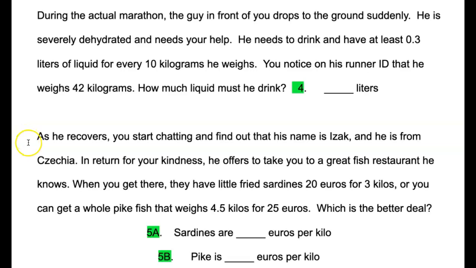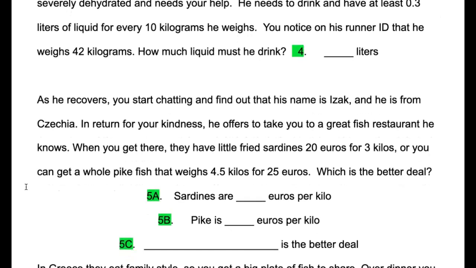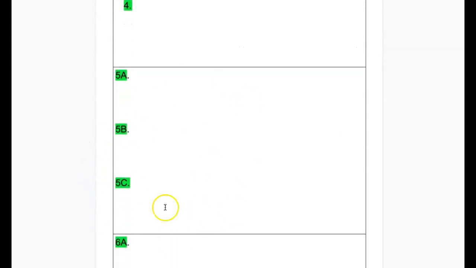As he recovers, you start chatting and find out his name is Isaac, and he is from Czechia. In return for your kindness, he offers to take you to a great fish restaurant that he knows. When you get there, they have fried sardines, 20 euros for 3 kilos, or you can get a whole pike fish that weighs 4.5 kilos for 25 euros. Remember, euros is money, kilos is how much it weighs. So, which is the better deal? So calculate the rates for sardines in euros per kilo, for pike in euros per kilo, and tell me which one's the better deal. Show me your work on that second page of scratch paper.